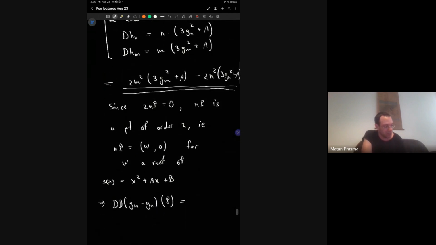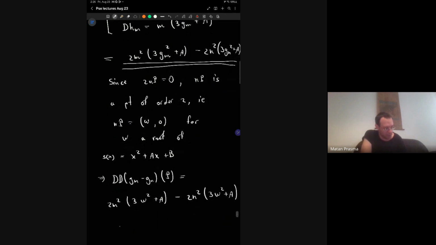So I simply get 2m squared times 3 omega squared plus a, minus 2n squared times 3 omega squared plus a, which is the same as saying 3 omega squared plus a times 2, and minus n plus n. Right, this last part is simply m squared minus n squared.